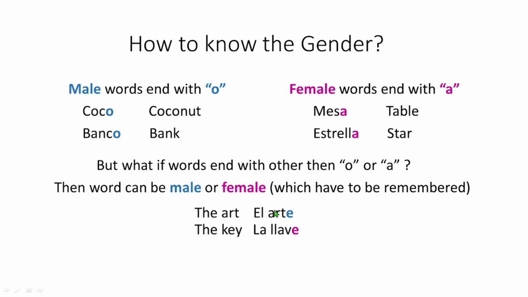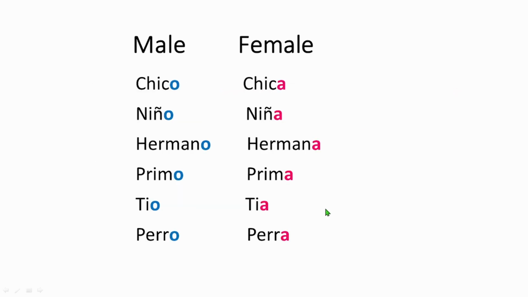But the good thing is that most words end with O or A, and moreover, gender is something you just get to know by yourself once you keep using the word, and your brain picks it up. So next we're going to see some male and female words.